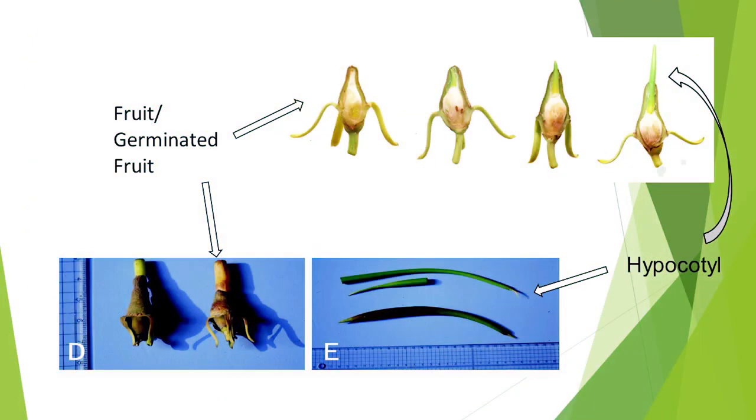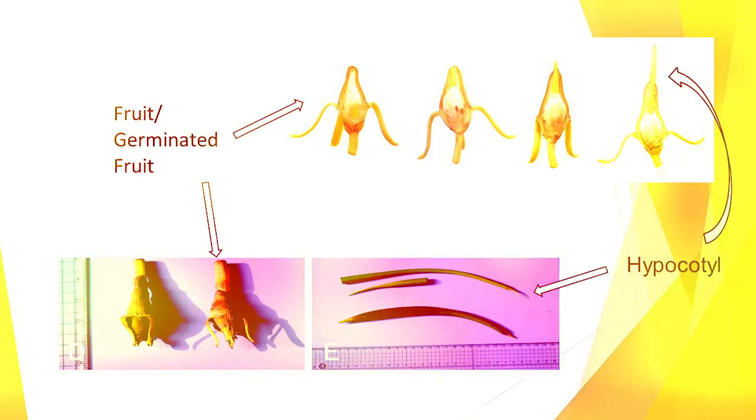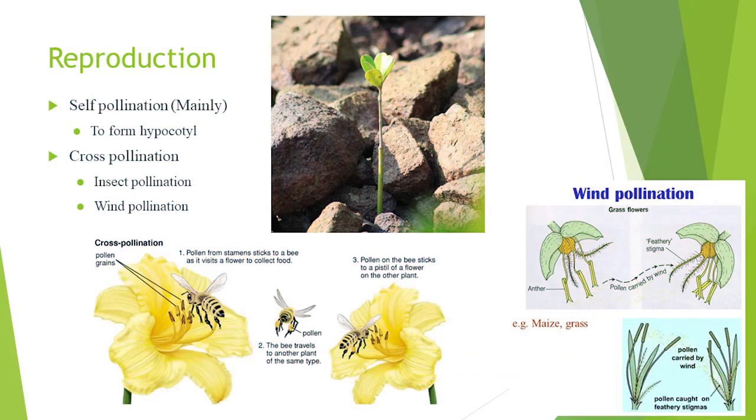For the hypocotyl, we can see that the upper part will be the fruit or the germinated fruit, while the lower part, the green part, will be the hypocotyl. For the reproduction, it is mainly self-pollination, as self-pollination can more easily form the hypocotyl and give offspring. It is rarely seen cross-pollination when compared to self-pollination.